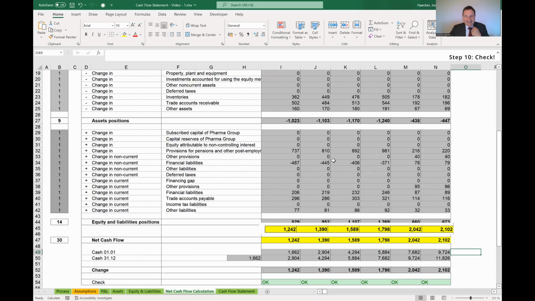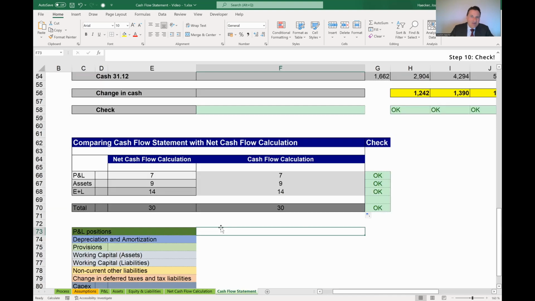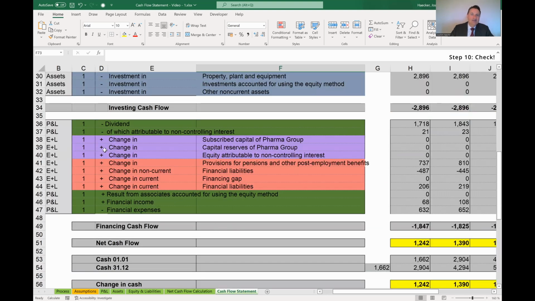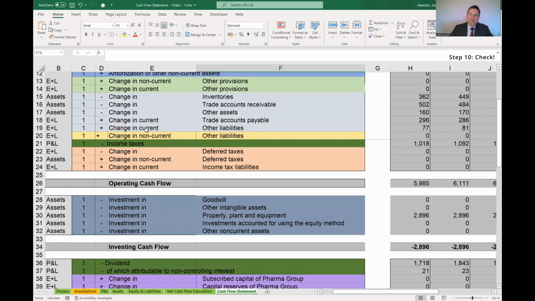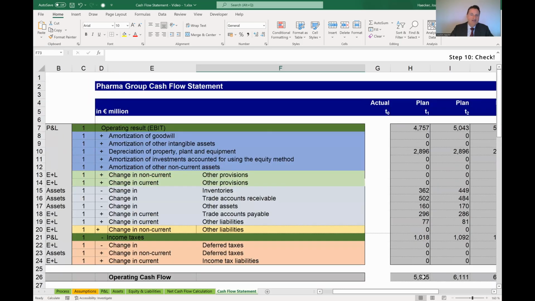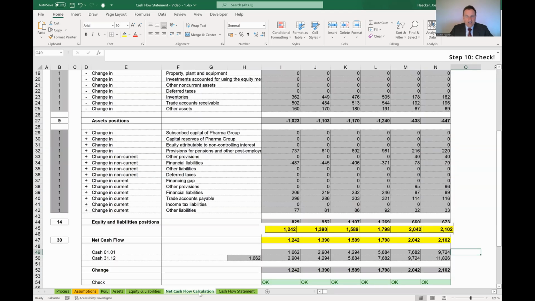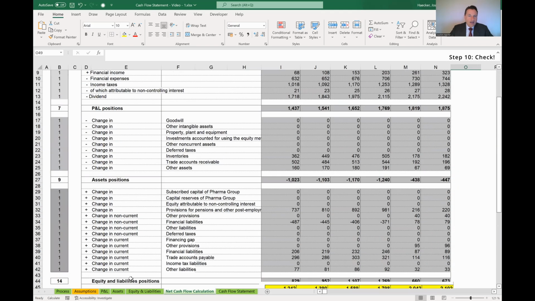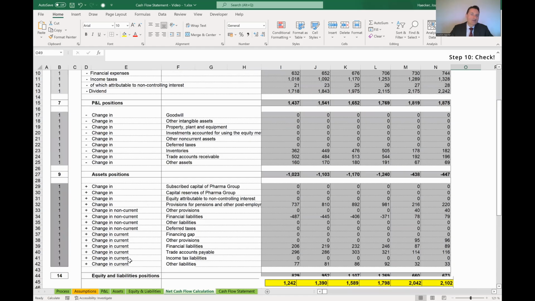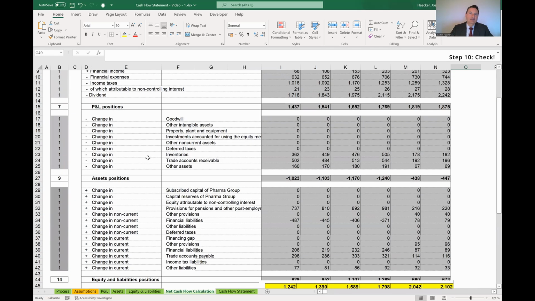Second, a minus or plus. Here, it's quite tricky. Is there a minus or plus? Do I make minus dividend or plus dividend? You know, minus, plus, minus, plus. It's quite complex here on the operating cash flow. That's why we implemented a net cash flow calculation. There it's very easy. Everything on the equity and liability positions is plussed. Everything on the asset side is subtracted.